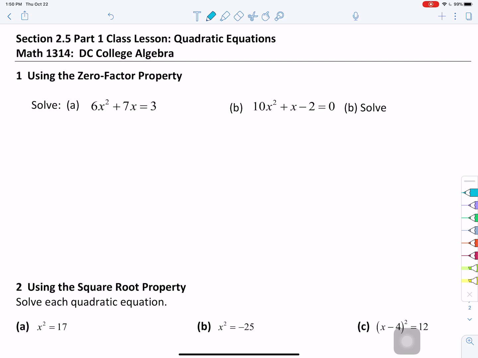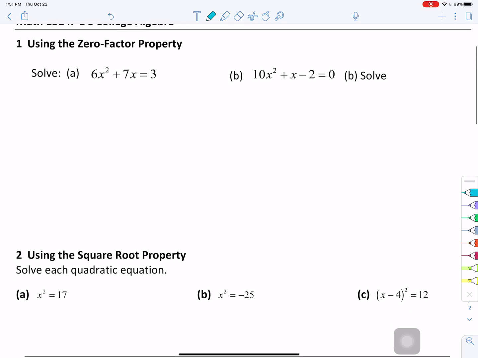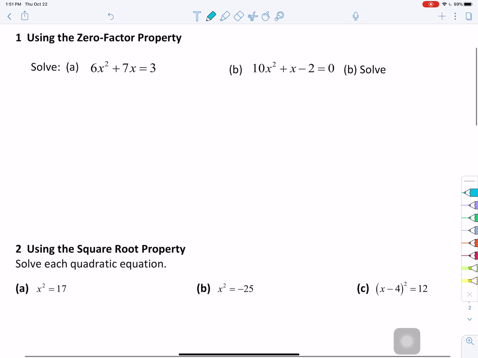This is your class lesson for section 2.5, part 1 of quadratic equations. We're going to begin with using the zero factor property. Of course, we have to have these equations set equal to 0 in order to use that property. So we'll go ahead and subtract 3 from both sides, and we'll have 6x squared plus 7x minus 3 is equal to 0.